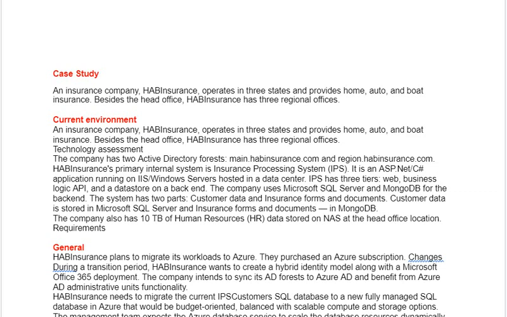The system has 2 parts: customer data and insurance forms and documents. Customer data is stored in Microsoft SQL Server and insurance forms and documents in MongoDB. The company also has 10 TB of human resources HR data stored on NAS at the head office location.